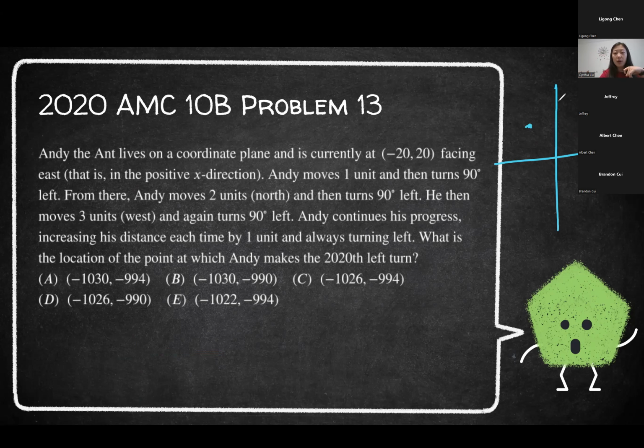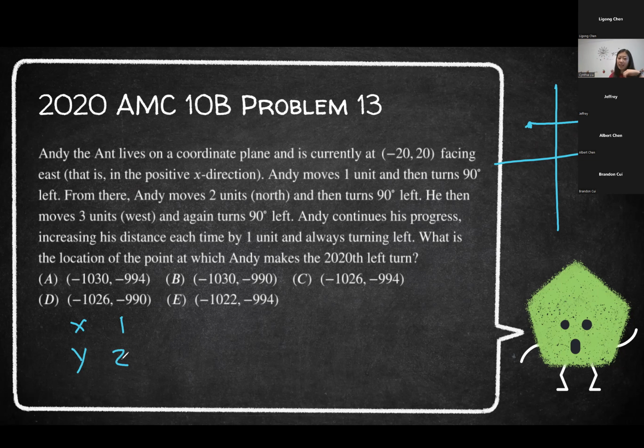And he first moves 1 unit, so he's going this way first. Let's first draw the x and y. The first thing he does is go 1 unit in the positive x direction, so we're gonna put a 1 here. And then he turns left, 90 degrees, so then he'll be going north. He turns left, and in this case, he goes 2 units up, so we'll put that in the y direction because now he's going up.